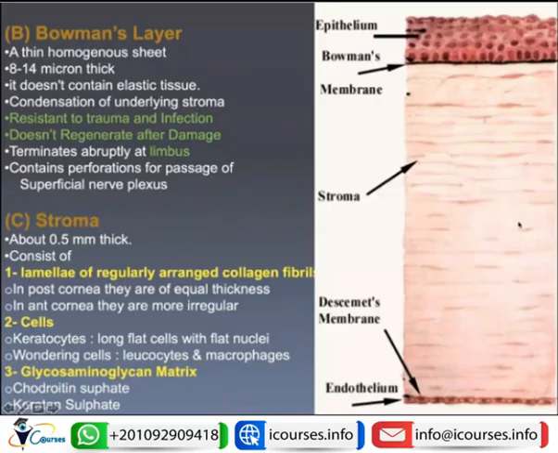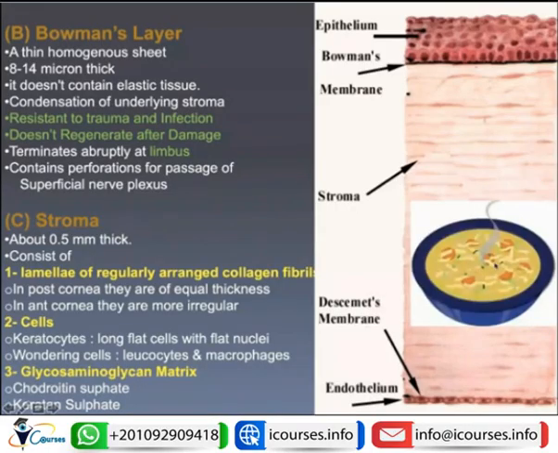On the other hand, there are certain types of cells, long flat cells with flat nuclei. They are called the keratocytes. These are the cells which secrete the collagen fibrils, and there are other cells called wandering cells or leukocytes and the macrophages. The cells and the fibrils are joined together and maintained in their position by a glycosaminoglycan matrix, which is a mucopolysaccharide formed mainly from the chondroitin sulfate and the keratan sulfate, joining the cells together and the fibrils together and maintaining their position.